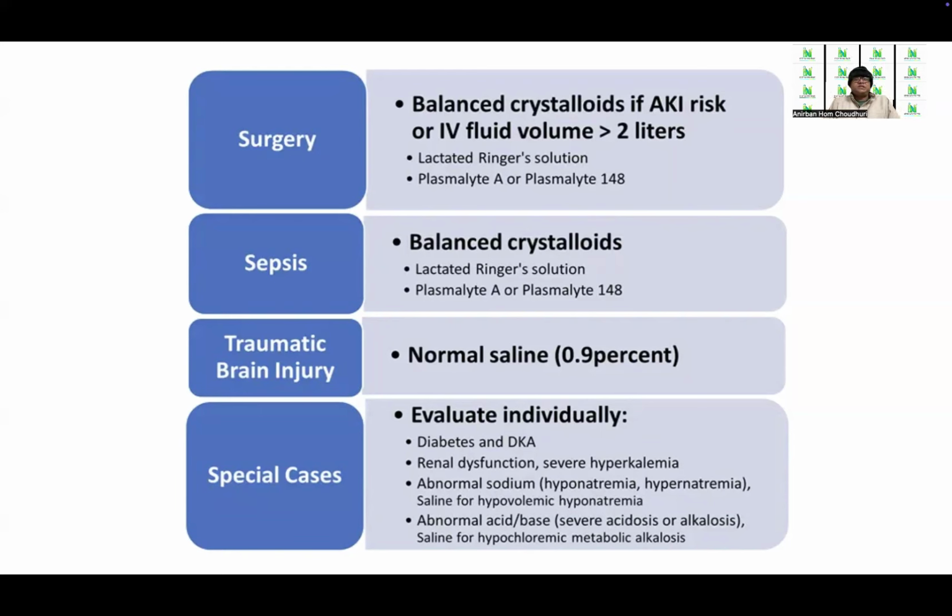However, in special cases, if the patients have diabetes and DKA, we need to monitor the diabetes closely and the electrolytes before deciding upon the fluids. In renal dysfunction and severe hyperkalemia, we have to administer fluids which do not have potassium. With abnormal sodium levels, we will also have to match accordingly the presence or excess of sodium. And for abnormal acid-base balance, we have to avoid fluids like normal saline, which can cause hyperchloremic metabolic acidosis.